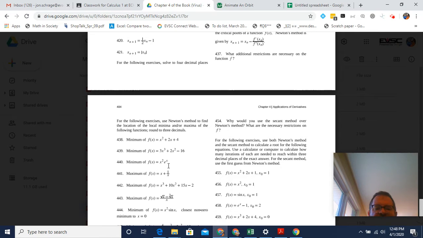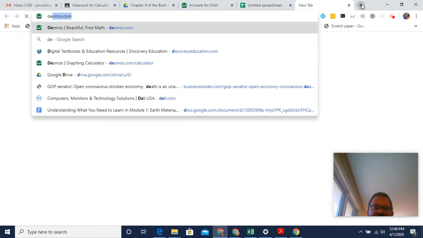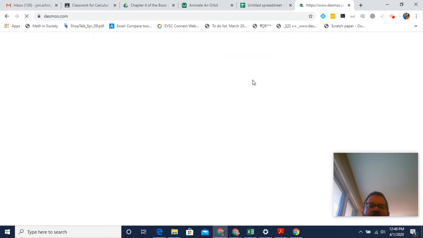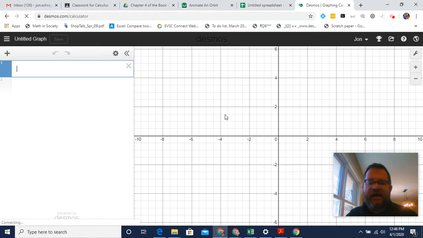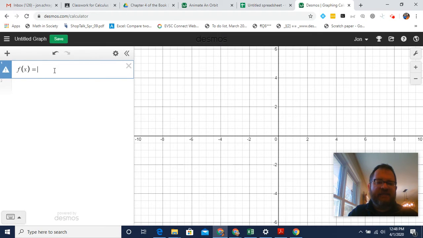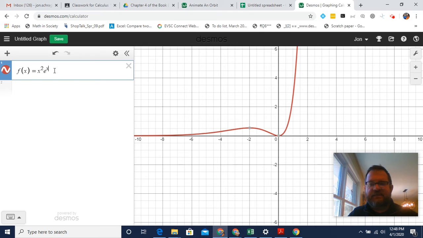Minimum of f of x equals x squared e to the x. Let's take a look at what that function actually looks like first. I'm going to bring up a Desmos window here. And, oops, sorry, I didn't realize I tipped the screen right there. And we're going to need f of x equals x squared e to the x.